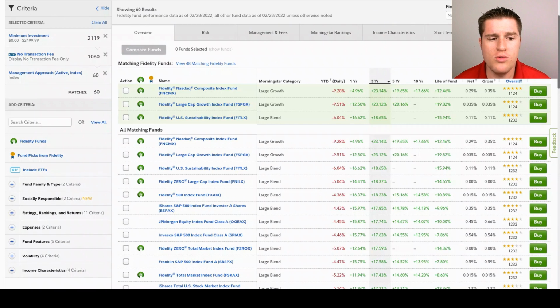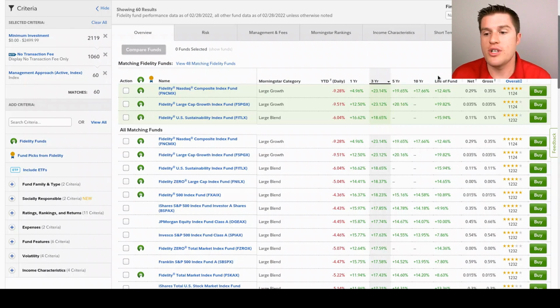If it has this symbol, it really means it's owned by Fidelity. Fidelity is the company that has created this particular index fund. And if you see the other symbol, it means this is a fund pick from Fidelity. It means certain requirements. And then you go to this Morningstar category. That's the category in which it falls under. Then the year-to-date and daily of how it's performed, 1 year, 3 year, 5 year, 10 year, the life of the fund.